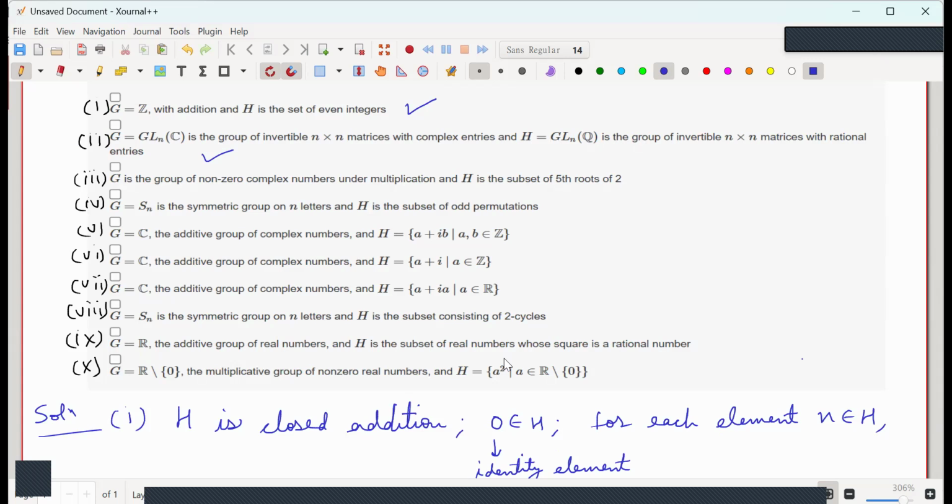Yes, sir. So here it's written that G is the group of non-zero complex numbers under multiplication. So the set of all complex numbers doesn't form a group under multiplication, right? Because zero doesn't have an inverse. Yes, sir. So that's why non-zero complex numbers are taken, and the set of all non-zero complex numbers does form a group under multiplication. Oh, okay, sir.